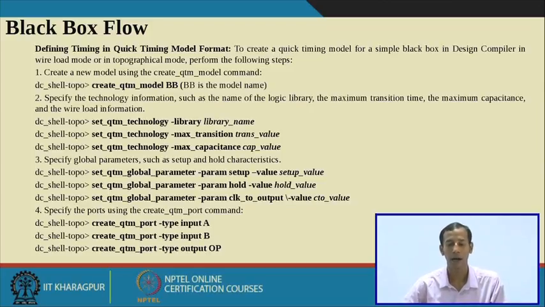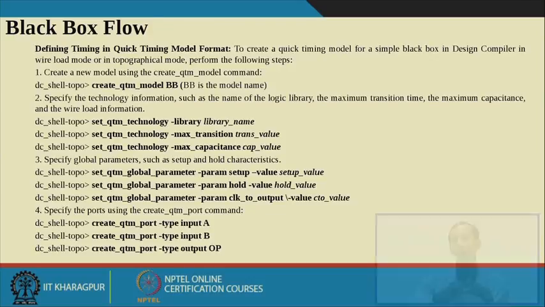That means now we are defining the corresponding library and the wire load models for the particular black box. After that, you can specify the global parameters such as setup time and hold time values. I can set them using this command: set_qtm_global_parameter -param setup -value with the setup time value, the same thing with the hold time value, and then clock_to_output with the corresponding values. So if there is any clock in the black box, I can now set the clock-to-output values, the setup time values, and the hold time values.